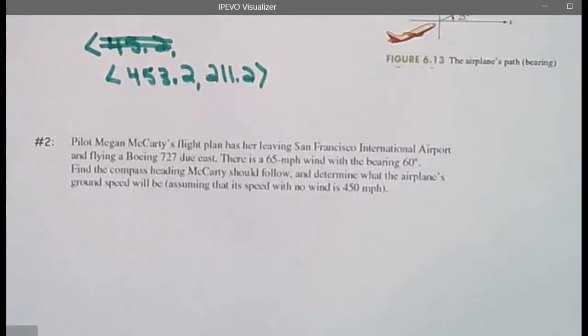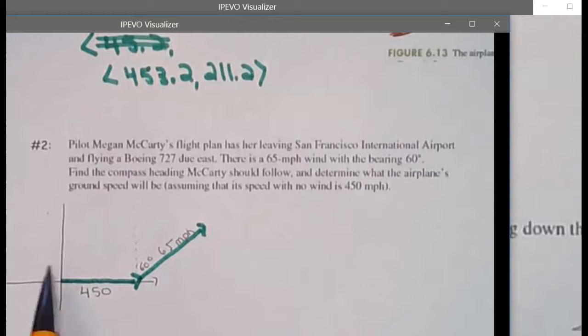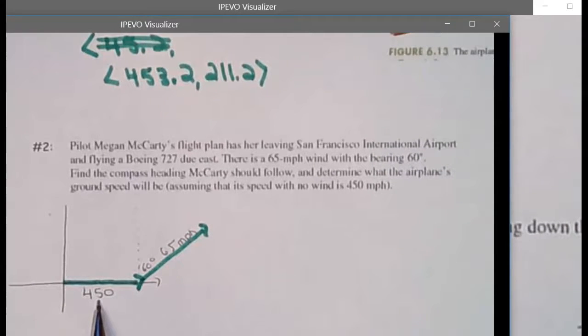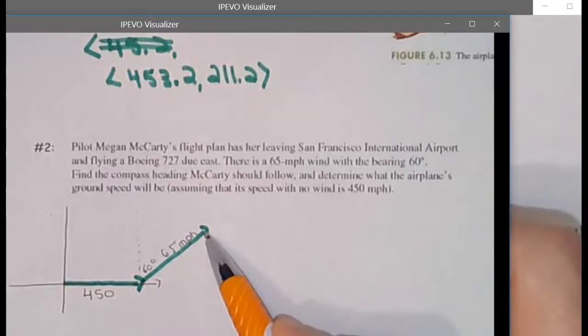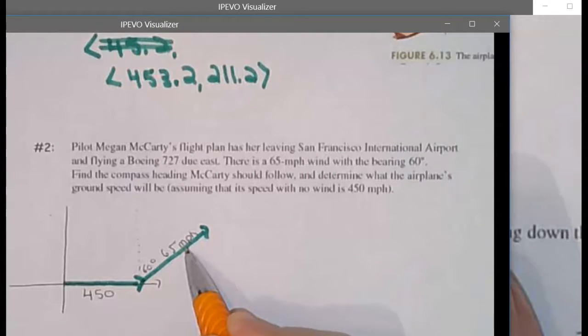So you've got a plane, and then you've got a wind going along with it as well. And let's go ahead and draw out that picture. I'm just going to pause just to save us a little bit of time. Okay, so I went ahead and drew. It says the plane is going directly due east at 450 miles per hour. You have a wind that's acting on it at 60-degree bearing at 65 miles per hour.